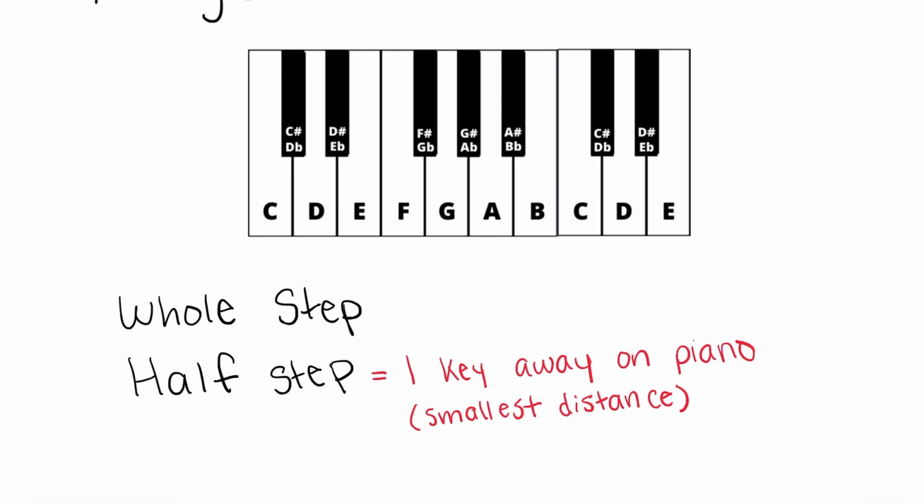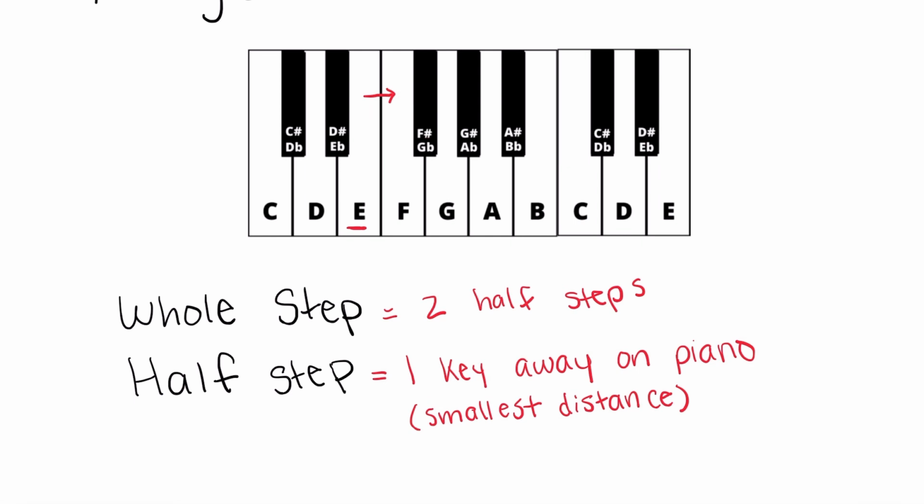Let's move on to the whole step. The whole step is simply two half steps. So if we were starting on C and we wanted to go up a whole step, we would first go up a half and then up another half, and we'd end up on D. If we wanted to start on, say, E, we'd have to go one half step and then another half step up to F sharp for our whole step.